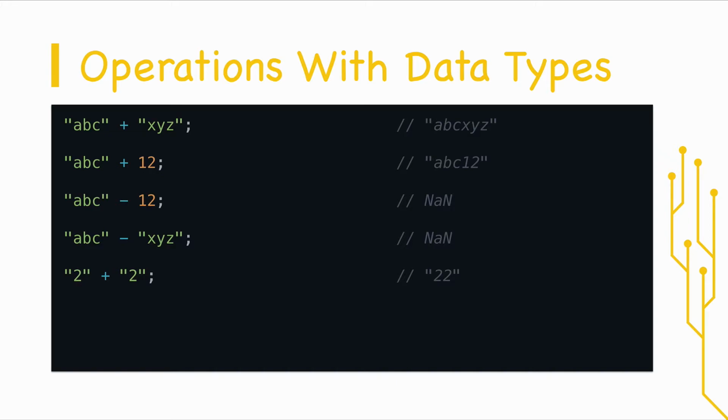Now, in normal operations, 2 plus 2 should result in 4, right? Because 2, the number, plus 2, the number, results in 4. However, unfortunately, in this case, we have these two values in string form. So both of these operands are not numbers, they're strings.